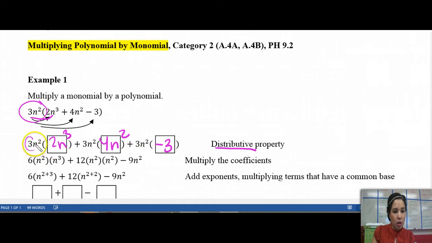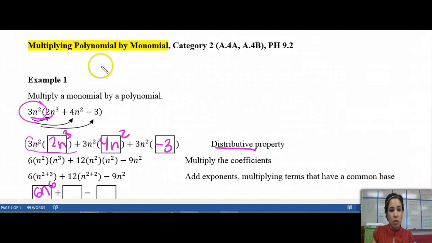Let's pretend this is just multiplying. 3 times 2 gives me 6. N squared times n cubed: we already learned our exponent rules. When we have two bases that are the same and are being multiplied, you add the exponents. So 2 plus 3, and that gives me 6n to the 5th power.